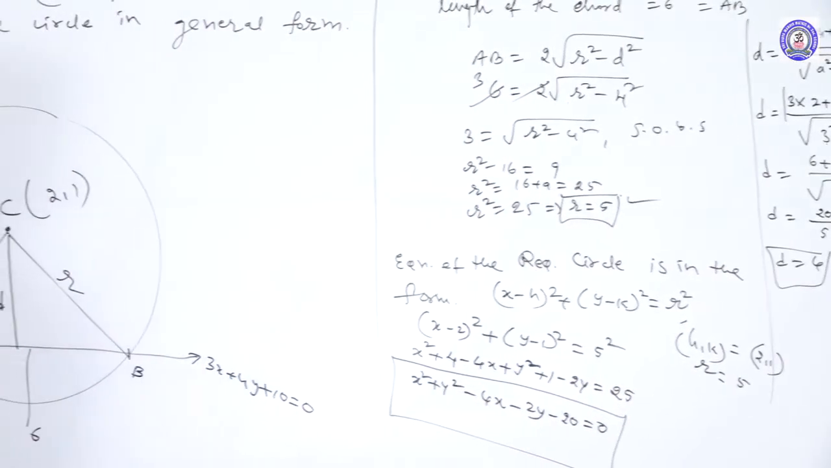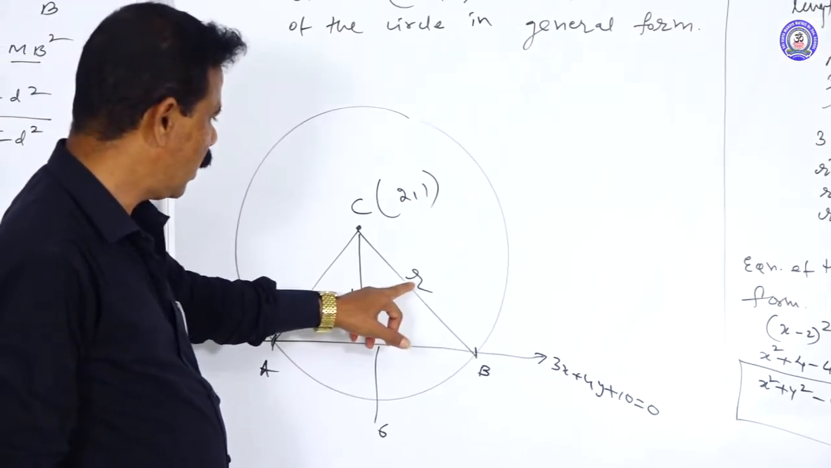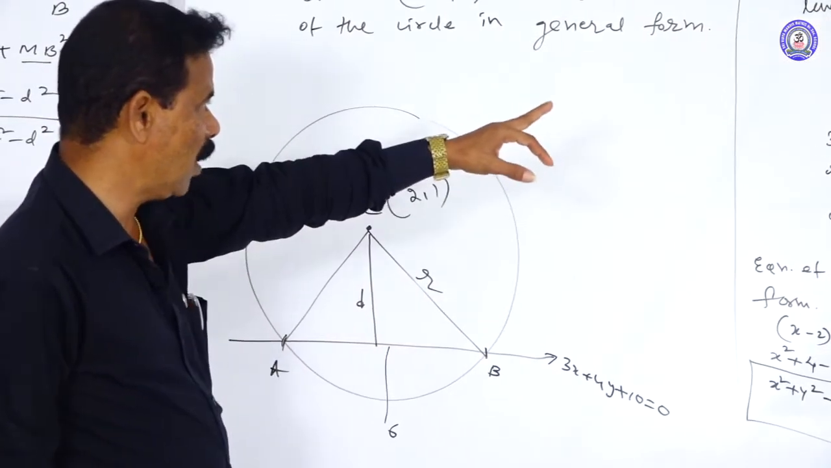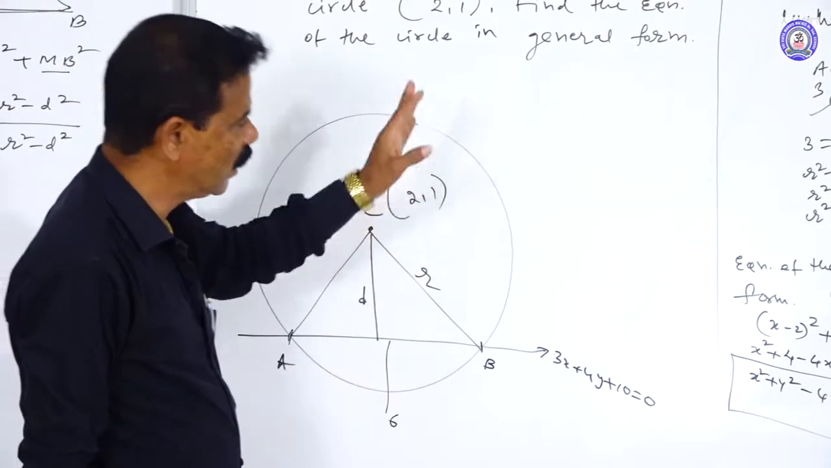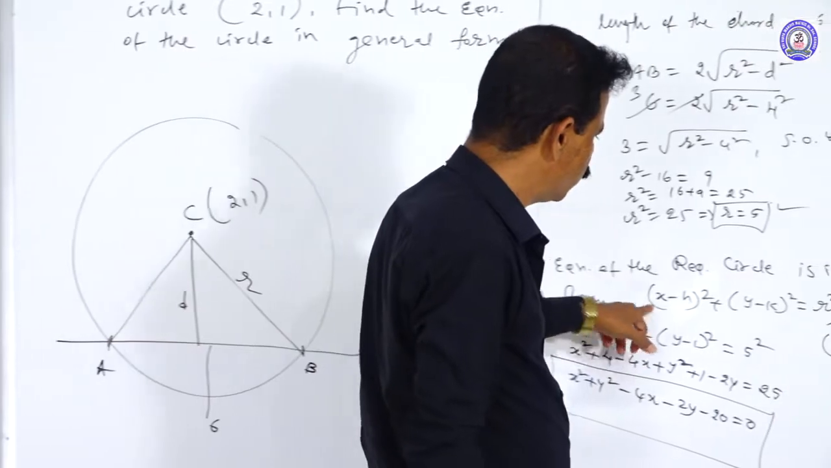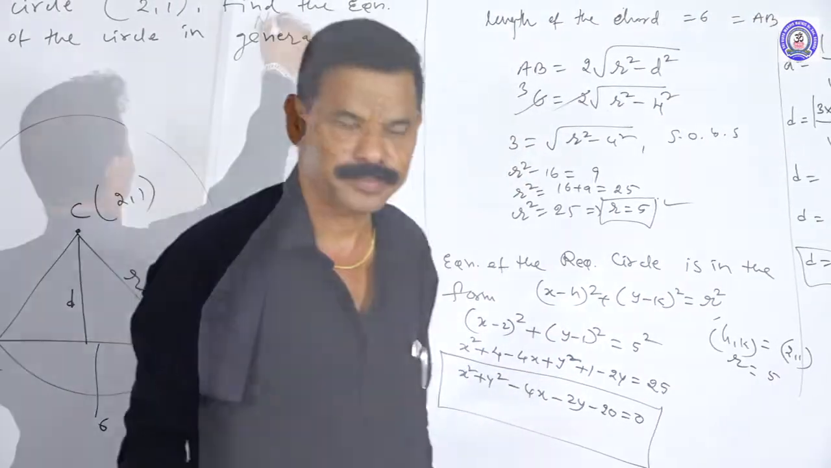So here the center and the line are given, we find the distance d, and r we don't know. From the formula 2√(r² − d²) we calculate the r value. And coming to the center form, after substituting these values we get the general equation.